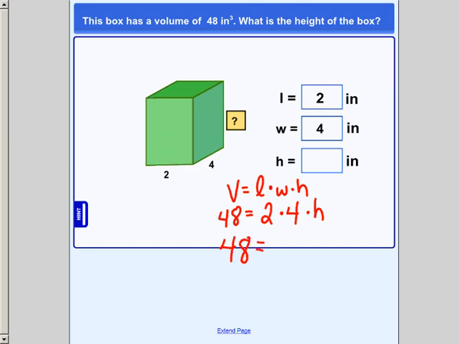48 is going to equal 2 times 4, which is 8, times h. Well, we can solve that by dividing by 8 on both sides of the equation. The 8's cancel, leaving us with h equals 48 divided by 8, which is 6. Now notice it's going to be 6 inches, not 6 cubic inches, because height is not a measurement of volume. Height is a measurement of distance. And distances are just going to be inches, feet, yards, miles, whatever the unit is by itself, because they're just a distance. So our height on this particular rectangular prism is 6 inches.